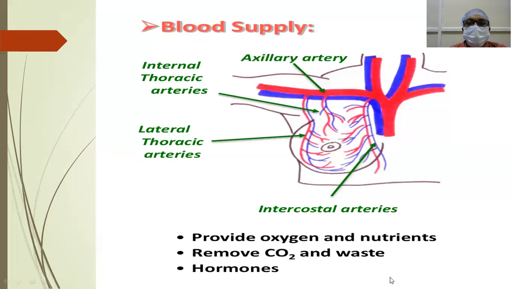So look at this blood supply. This is the axillary artery, the internal thoracic artery, and the lateral thoracic artery. And the venous supply also follows the same pattern. These are, from the aorta, the intercostal arteries.